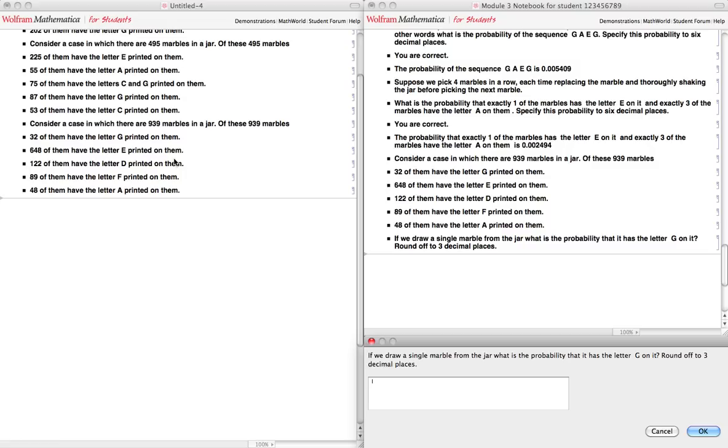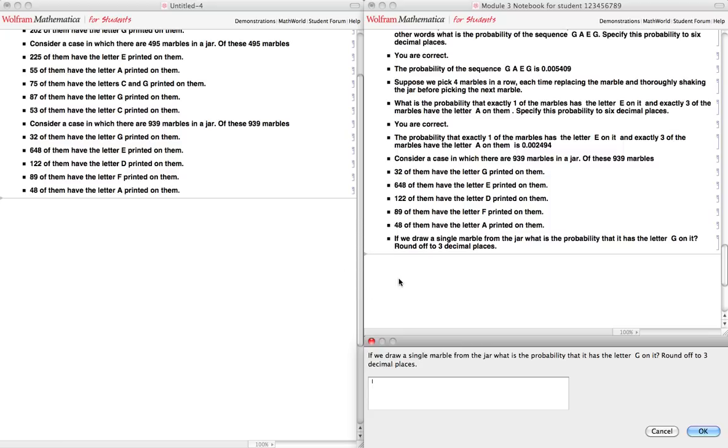Okay, this is module 3. It is about probabilities. It's probably the easiest module you'll have out of the 8. Basically all this module is different marble scenarios. The marbles all have a letter printed on them, and you have to compute the probability of drawing a single marble, one marble, or the other marble, or different sequences of marbles.